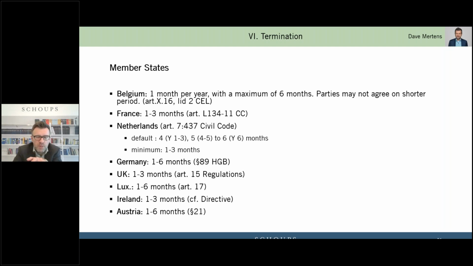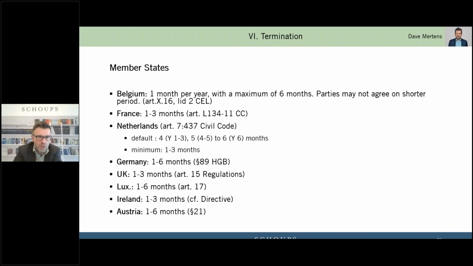And all permissible. Member states are allowed to extend that notice period if they so choose. Very few member states have done that beyond the 6 months, I mean, no member state has done that to my knowledge. But many member states, including Belgium, have opted to extend to the 6 months. In Belgium, the rule is 1 month per year with a maximum of 6 months. Parties may not agree on shorter periods, but may agree on longer periods, as long as the period of notice to be adhered to by the agent is not shorter than that to be adhered to by the principal.